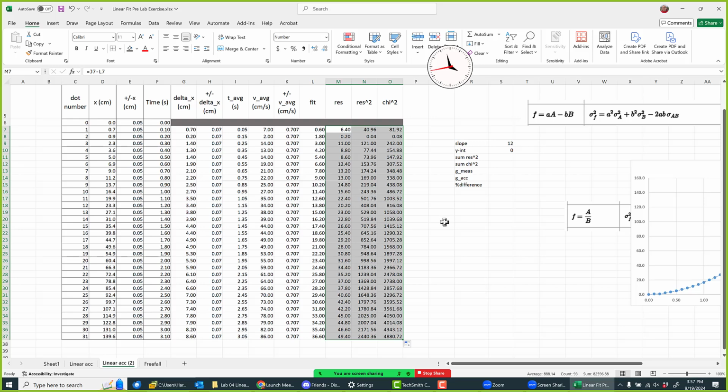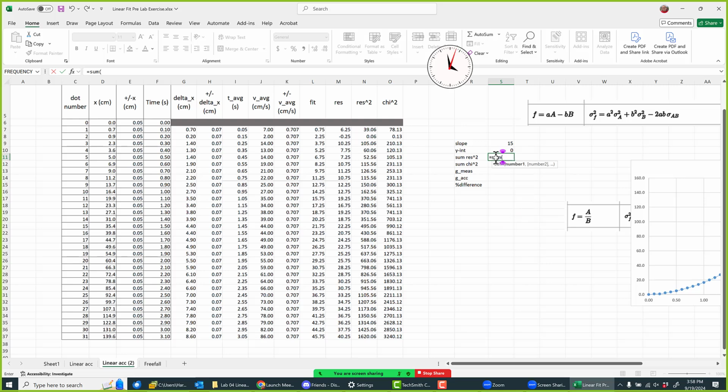And there they go. Yeah, so it looks like the slope has to be a little bigger. And, oh, bigger still, huh? Okay, but we'll let the graph do that for us. Okay, so this, we sum the res squared, equal sum of the res squared, and enter, and this equals the sum of the chi-squares. We're almost done, guys.